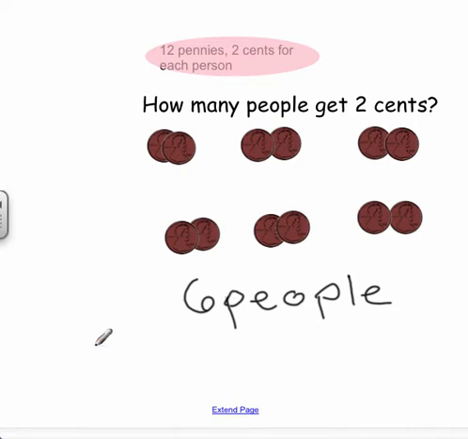Our division number model would look like this: 12 that we started with divided by the groups that had 2 cents each, which gave us our answer of 6 people.